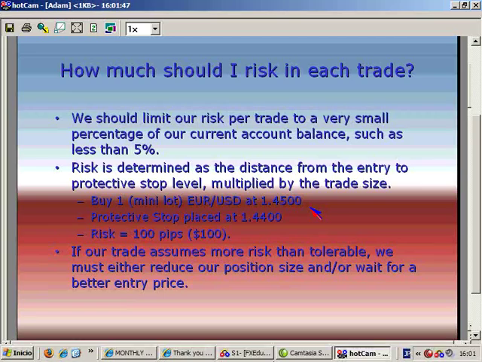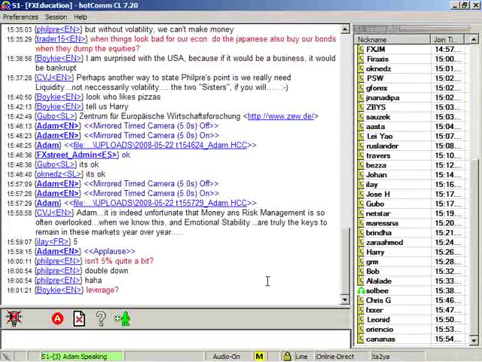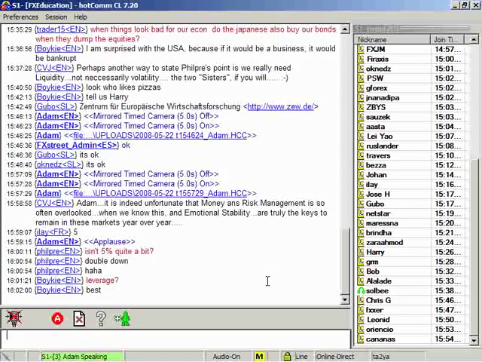How about leverage? Well, leverage can change. We can use 400 to 1 leverage. We can use 50 to 1 leverage. But I like to approach money management in terms of how much I am risking from my entry to my stop, 100 pips, multiplied by my position size. One mini lot, 100 pips, that's $100.